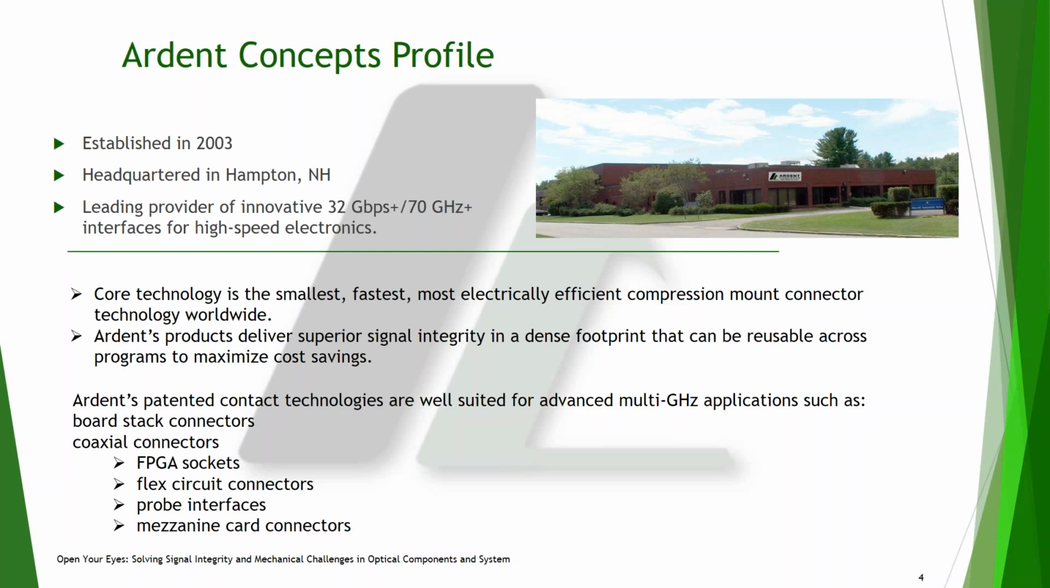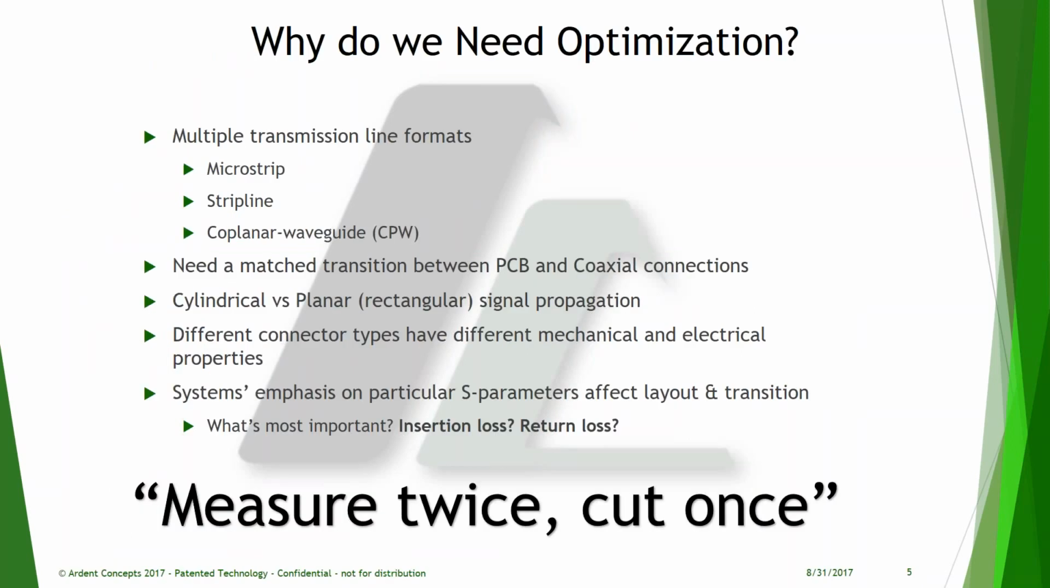So Steve's going to walk you through a little bit about why do we need optimization? What does that mean and why is it important? Thanks, Nat. First and foremost, when we're talking about optimizations, we're talking about using ANSYS HFSS or a similar 3D electromagnetic field solving program to simulate performance in a transmission line or system. Now, why do we need to optimize, you might ask?